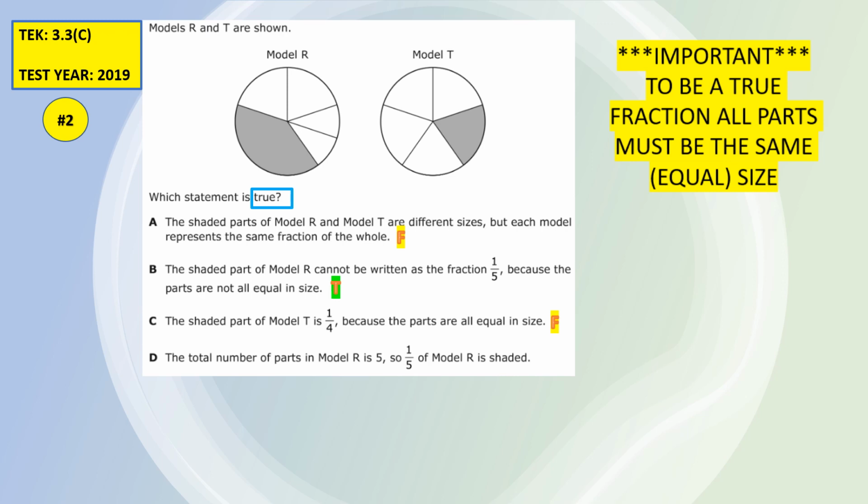Let's look at answer choice D. Answer choice D says the total number of parts in model R is 5. That's true. So 1/5 of model R is shaded. False. Again, model R cannot represent a true fraction because all of the parts must be the same size. They have to be of equal size. So that's false, which means our correct answer here is B.